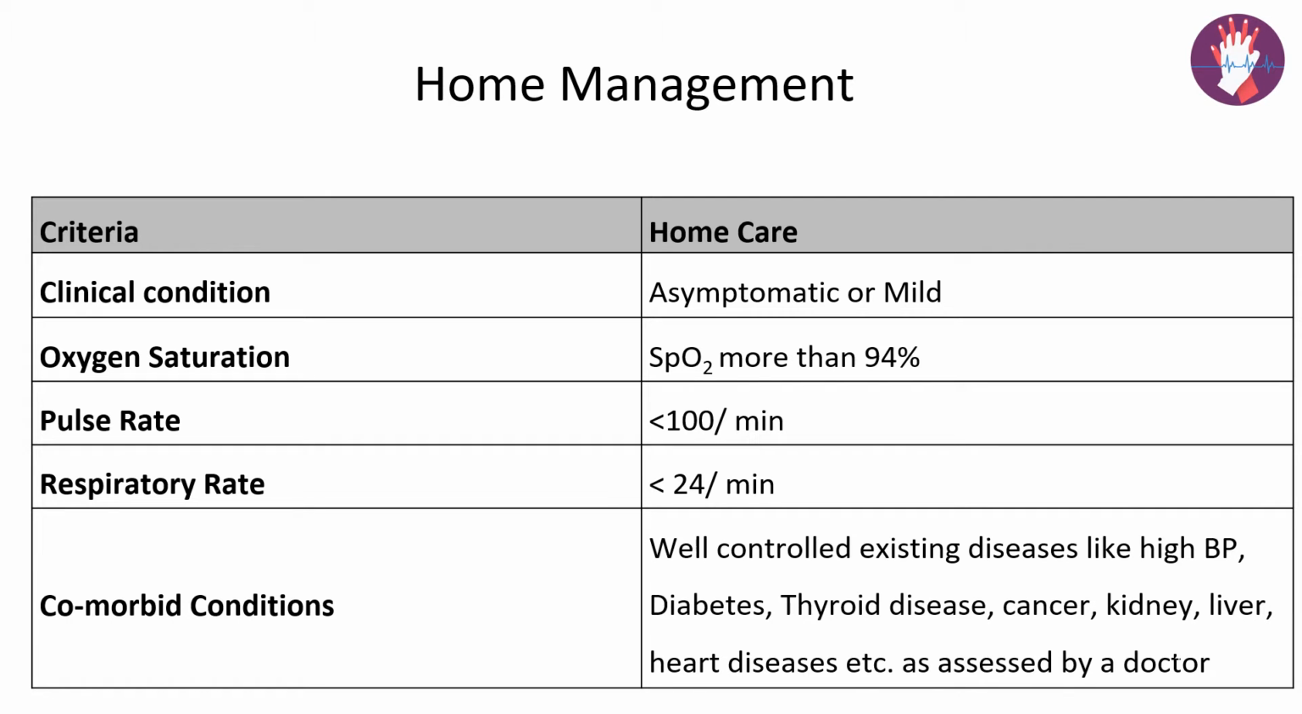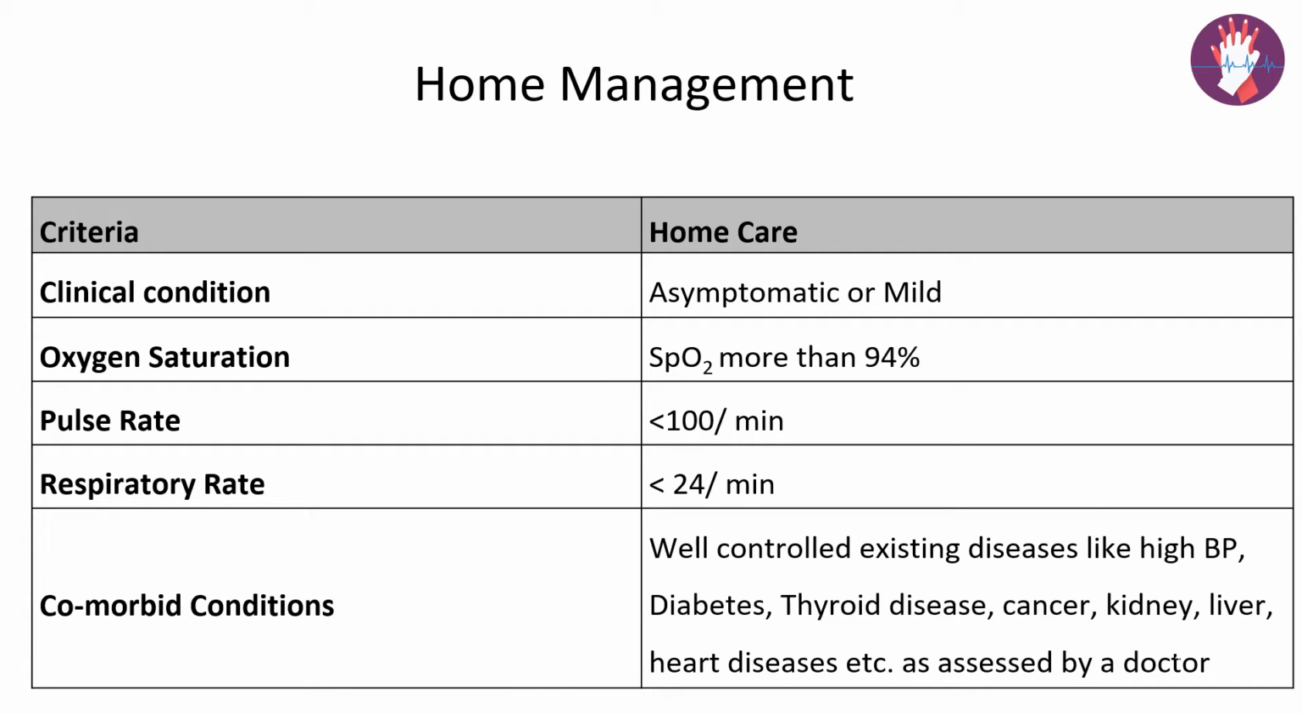So home management is for people who are definitely asymptomatic or mild, and their oxygen saturation is more than 94%. We also need to have a look at their heart rate as well as respiratory rate. Heart rate below 100, so patients who do not have regular tachycardia, and the patients whose respiratory rate is below 24 per minute are considered to be safe for home management.